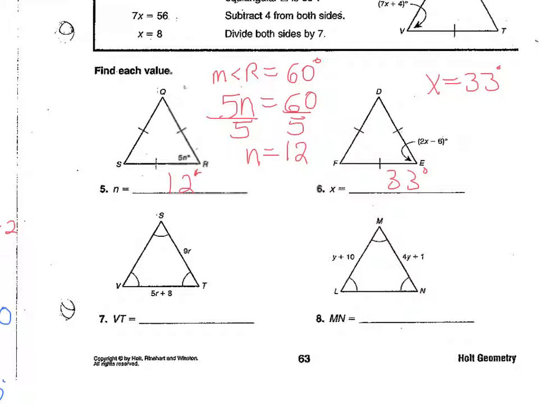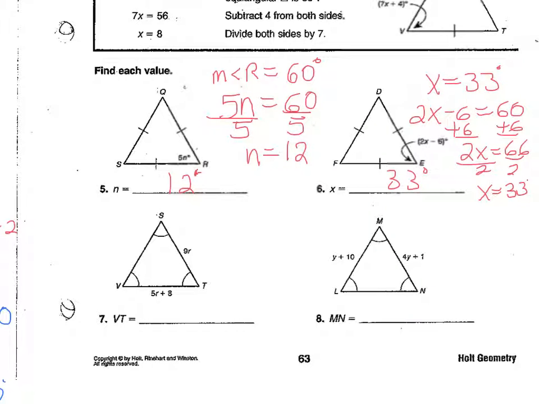What did you do to get the 33? What's the equation? 2x minus 6 equals 60. And then add 6. And that gives you 66. Good. And that is 33. Awesome. Thank you, Joseph. Okay, next problem number 7.